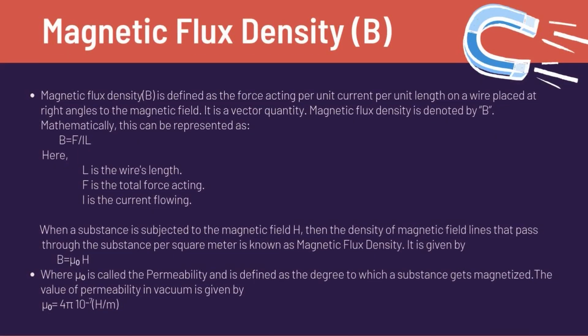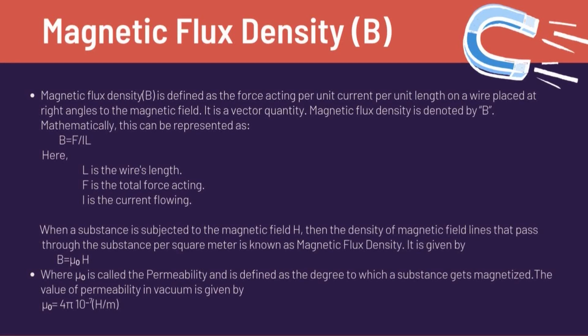Magnetic flux density is defined as the force acting per unit current per unit length on a wire placed at right angles to the magnetic field. It is a vector quantity. It is given by B equal to F by IL, where L is the wire's length, F is the total force acting, and I is the current flowing.